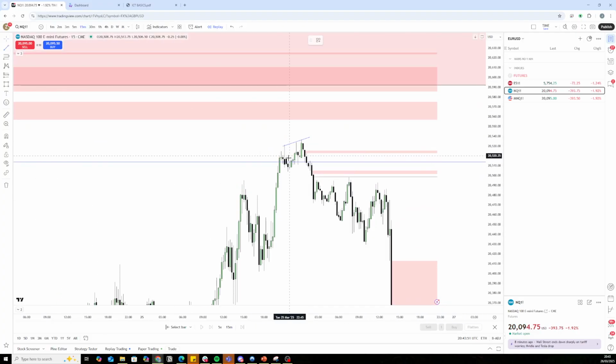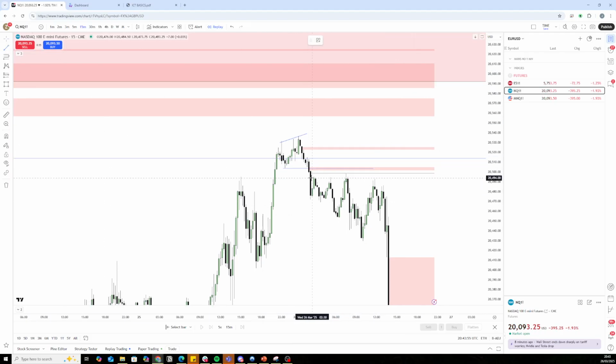We had a change in market structure on the 15-minute time frame, and then we took out this liquidity. Then we formed this order block. So it's just slowly building things up until eventually you get it.